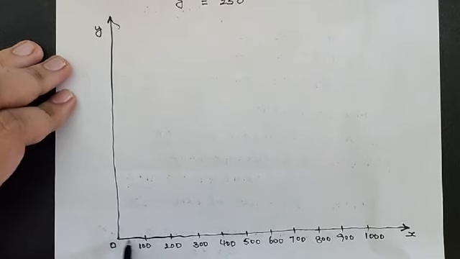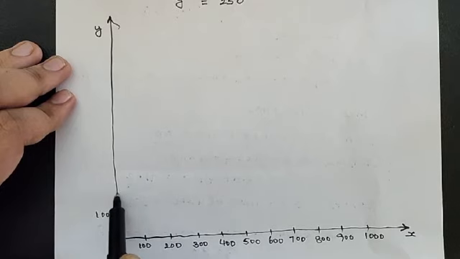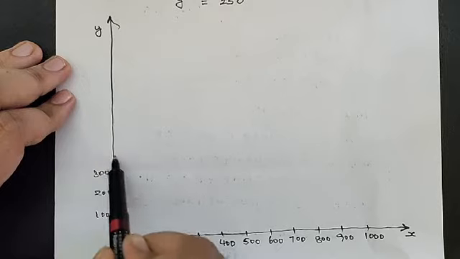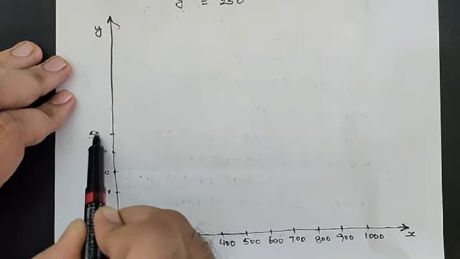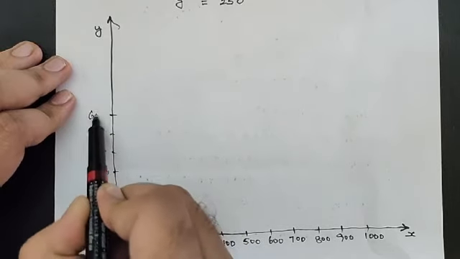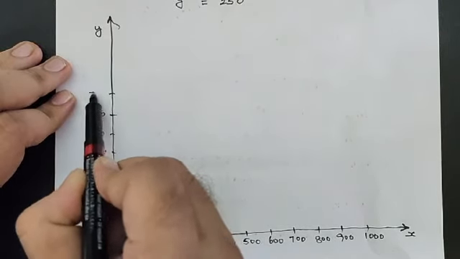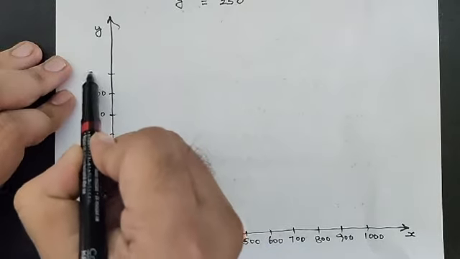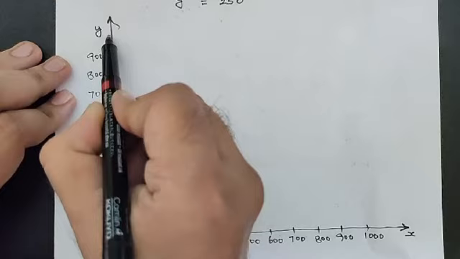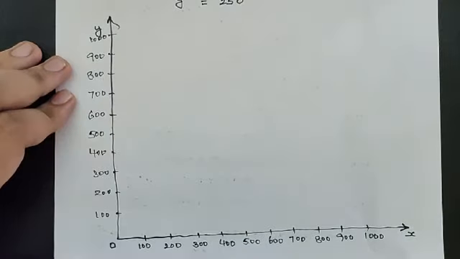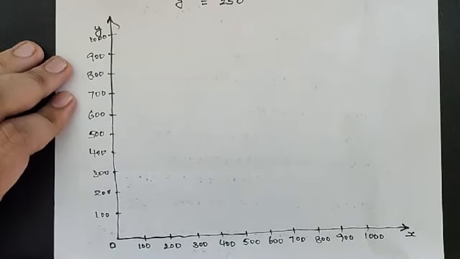Whatever the distance here you have given, the same distance you need to give here also. 100, 200, 300, 400, 500, 600, 700, 800, 900, 1000. Right. Now let us draw the lines for the constraints.